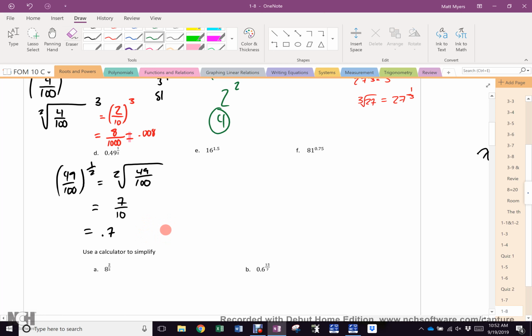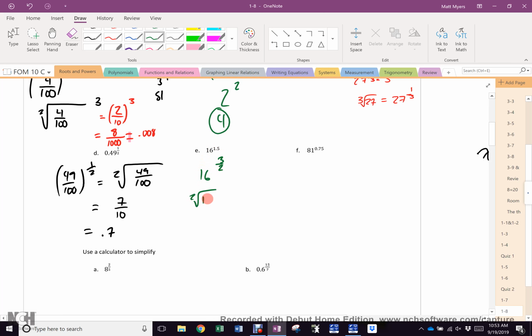I'm a great artist. Okay, what's weird about E? What's weird about E? It's a decimal up in the exponent. But what is 1.5 really? That's 3 over 2, right? And now we can do this in our sleep. We don't even need to think about it.